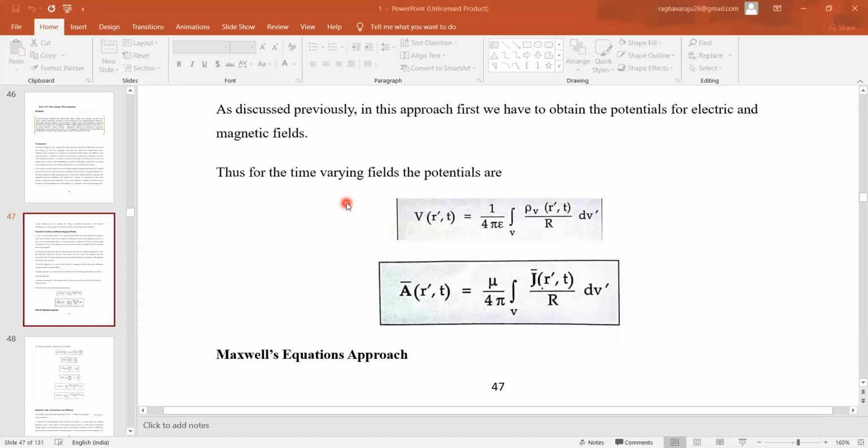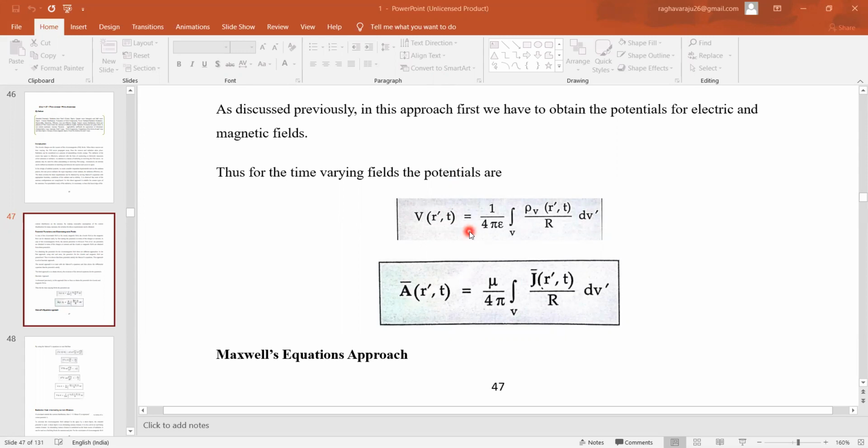So for given time varying fields, suppose you want to know the time varying equations for those fields. Let the field be V of r comma t. So the time varying field for the particular potential is V of r comma t. This V of r comma t is the potential generated by the source along the particular time varying parameter. For this V of r comma t, we have the function formula.